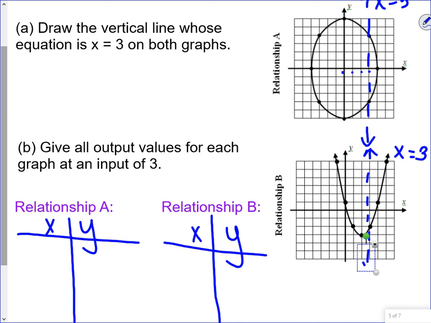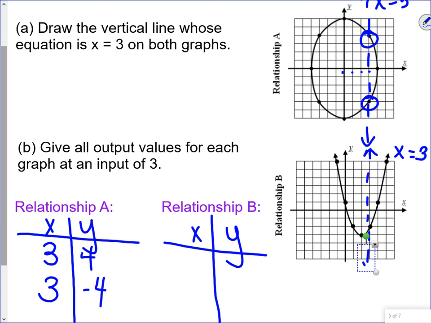Is relationship A a function? Why not? Where does it intersect? It intersects on 3, 5. Okay, check again. 3, 4. And where else does it intersect? Frank? 3, negative 4.